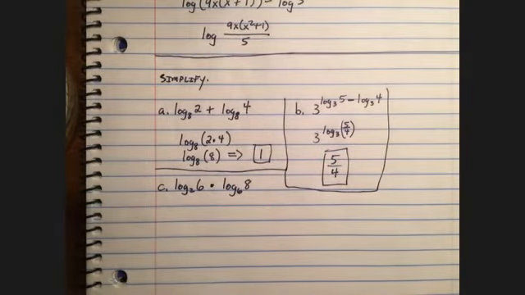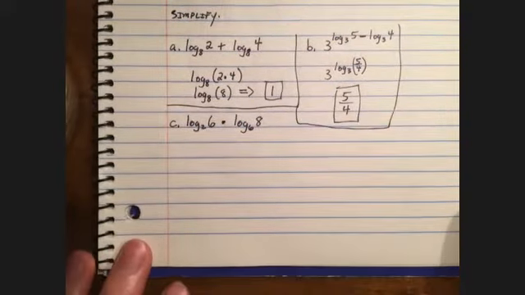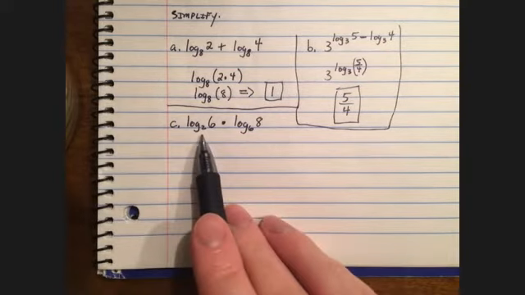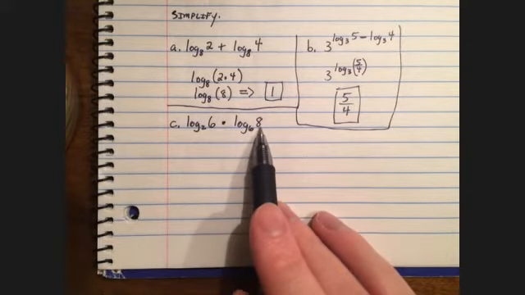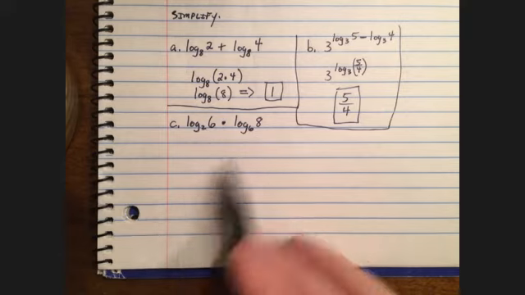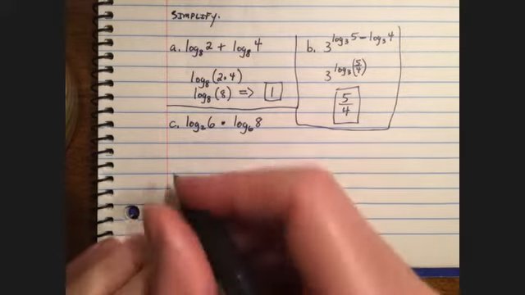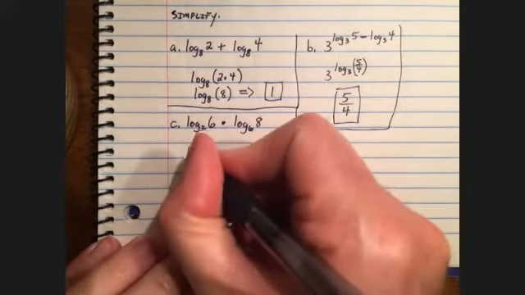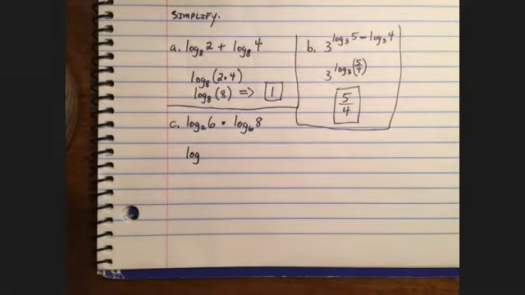All right, our final one here on the simplify section. Log base 2 of 6 times log base 6 of 8. I see a lot of 2's and 6's here, so I'm going to be a little bit strategic on this, and we're going to rewrite these using the change of base formula. We haven't done that yet, I don't believe.